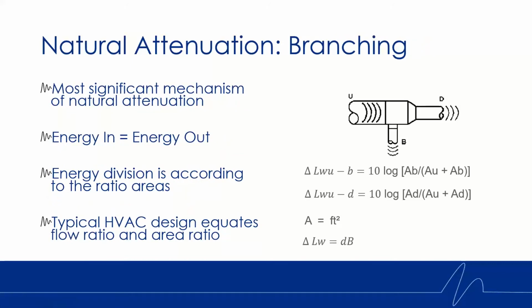Next is branching. This is probably the most significant mechanism for natural attenuation. The reason for that is that the same way the flow is divided through different branches, the sound wave is divided in the same ratio. So it really can give quite a bit of natural attenuation to the system.